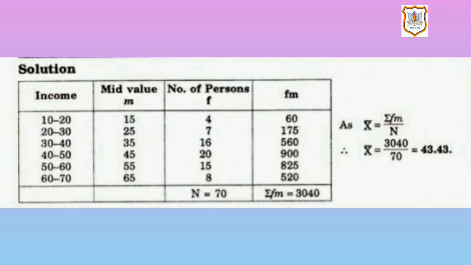So as per the formula, we'll put the values in it and solve the answer. Here you can see we have solved the answer as per the formula, that is sigma fm upon n, that is 3040 upon 70. That gives you 43.43. So mean is 43.43. And here we are done with the sum of direct method of continuous series. Now let's solve the same example with the shortcut method.